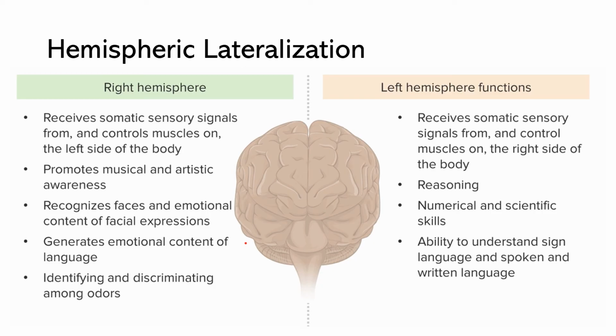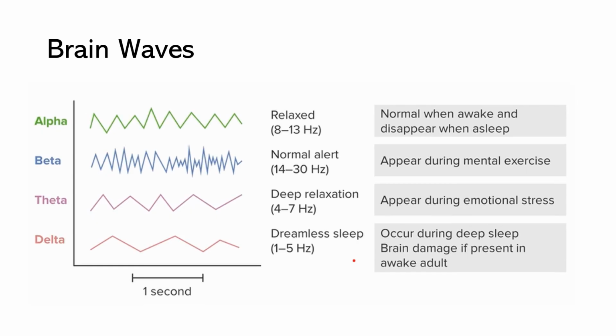A lot of times, people who are really good at math, engineering, and any type of science and logic are referred to as left-brained. Also in the left hemisphere, this is going to be responsible for our ability to understand sign language, as well as spoken and written language.